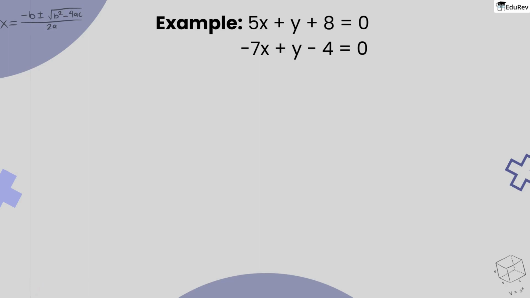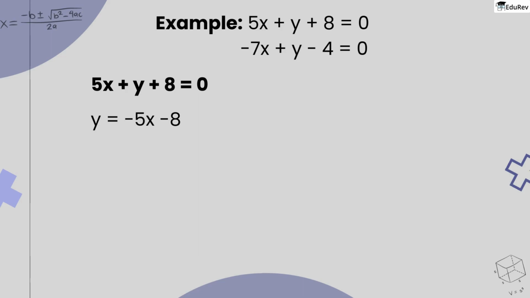For example, 5x plus y plus 8 equals 0 and minus 7x plus y minus 4 equals 0 are two linear equations. We'll first consider 5x plus y plus 8 equals 0 and find the values of x and y. We will keep y on one side, so we get y equals minus 5x minus 8.